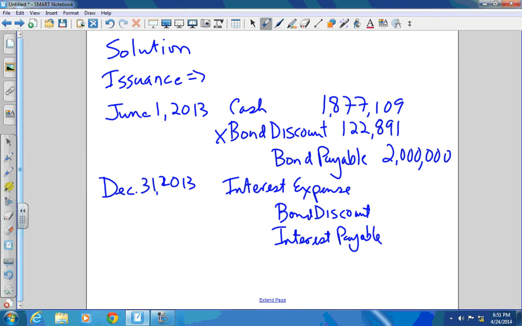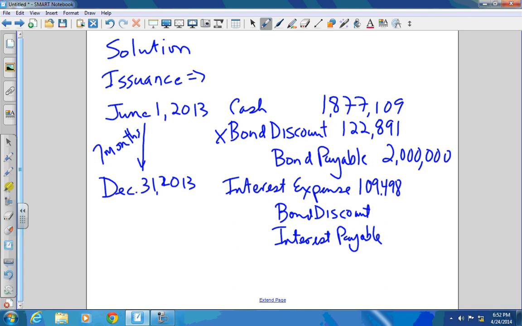Now, what we did on that last page is we did annual amounts. So we always have to multiply this by just the number of months in 2013. And since June to December 31st is 7 months, we want to remember on our timeline those 7 months. So remember the interest expense would have been $187,711. I want to take that times 7/12. So it's going to be $109,498.